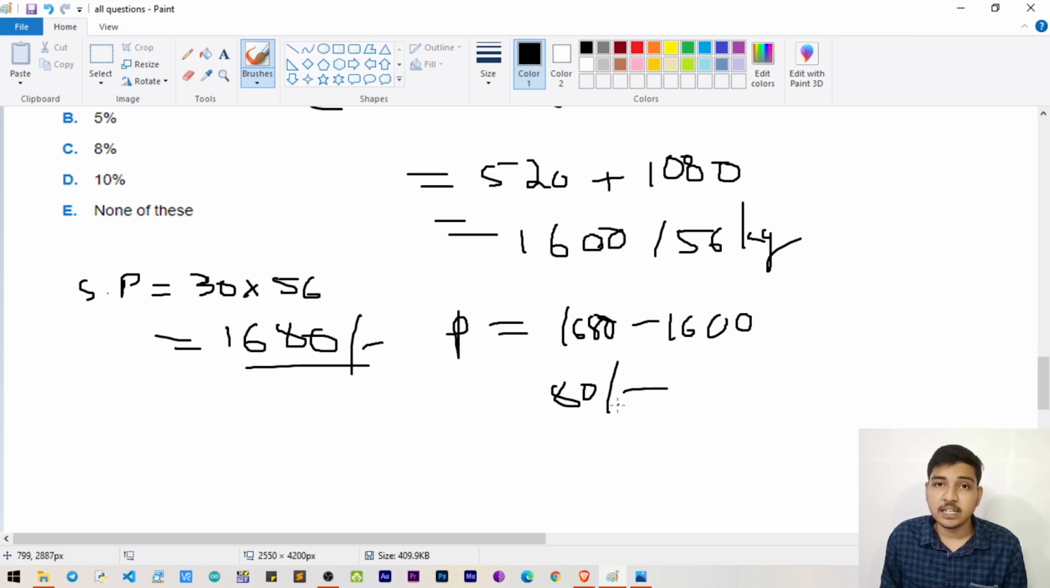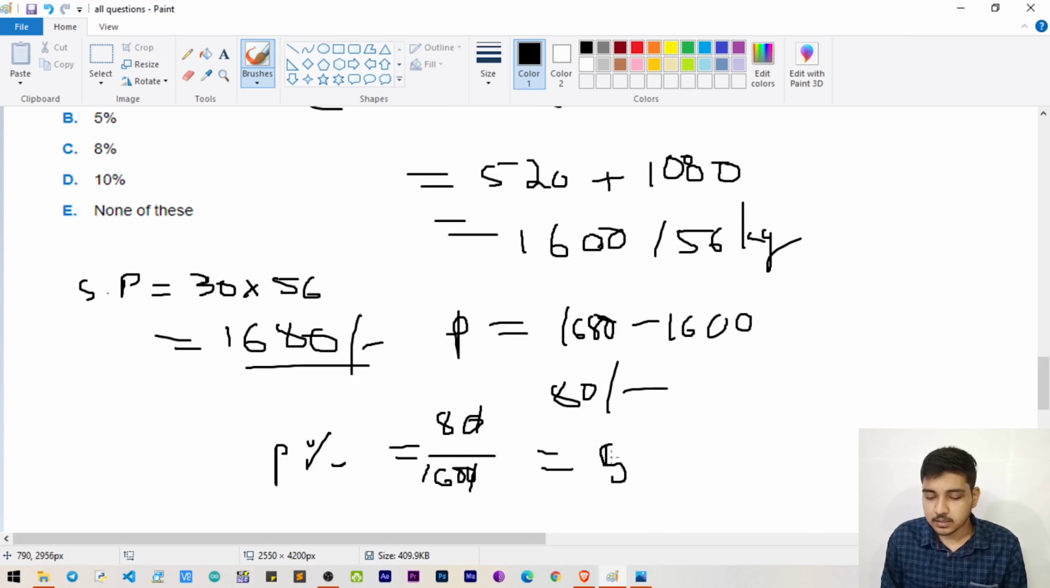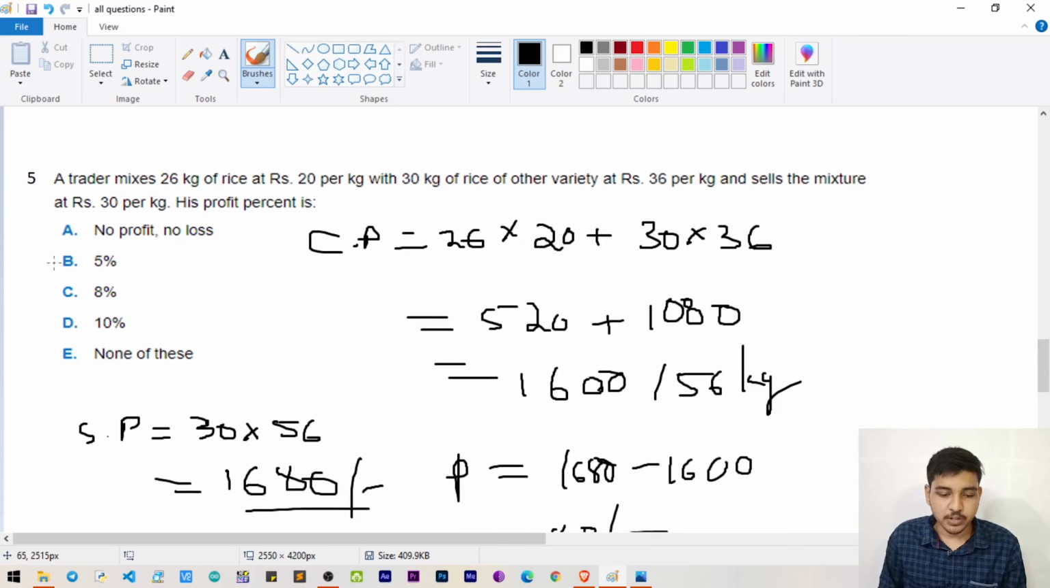So the profit is 80 rupees, and we need to find the percentage of profit, right? So profit percentage is 80, which is profit, by CP. CP is nothing but 1600. Which will give you a profit of 5%. You are getting 5% profit. So the answer is option B, 5%.